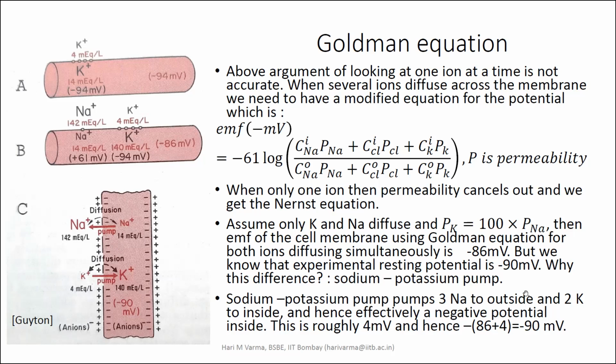Sorry, 3 sodium, yeah, 3 sodium outside and 2 potassium inside. So this corresponds to that voltage and it compensates for this minus 4 volt. So finally, what you are getting is the Goldman's equation along with the sodium potassium pump gives you the exact resting membrane potential. So the idea is that this potential can be modeled using the Nernst equation.